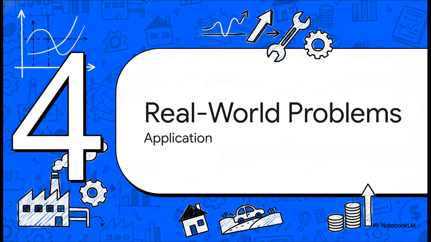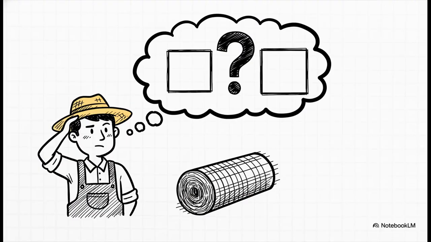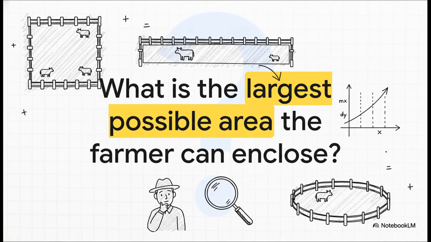Okay, so the theory is one thing, right? But the real magic happens when we can actually use this stuff. Let's take this method out of the textbook and use it to solve a genuine, real-world problem. So let's picture this. A farmer has a specific amount of fencing, exactly 30 meters of it, and they want to build a rectangular pen for their animals. Now, this farmer wants to be efficient. They want to get the most possible space, the biggest area, for their animals using only that 30 meters of fence. So the question is a classic optimization problem. What is the absolute largest area the farmer can possibly enclose?